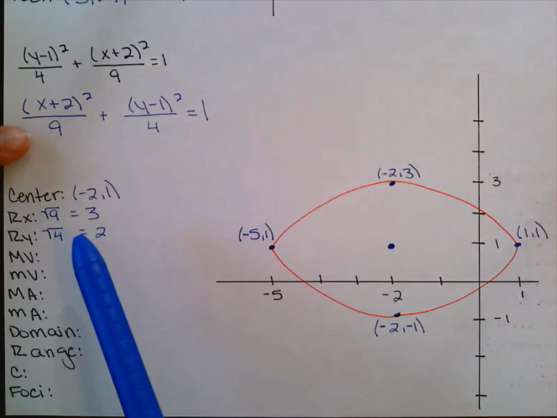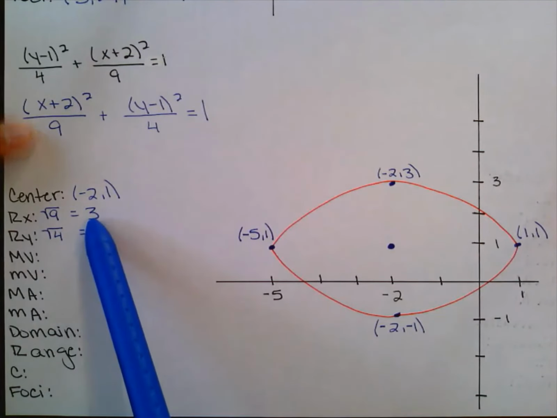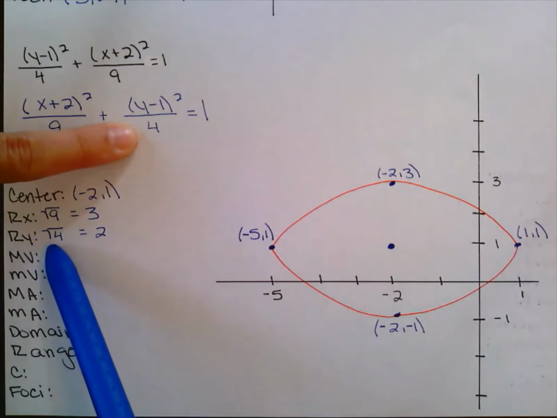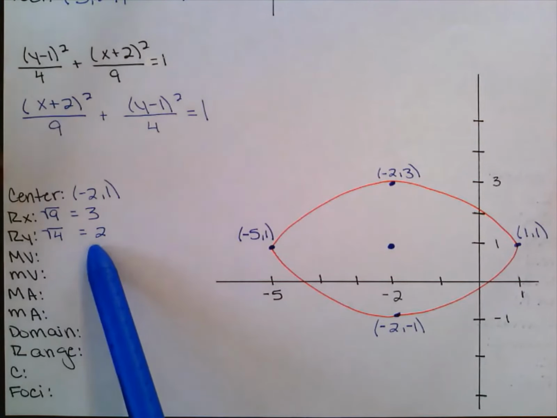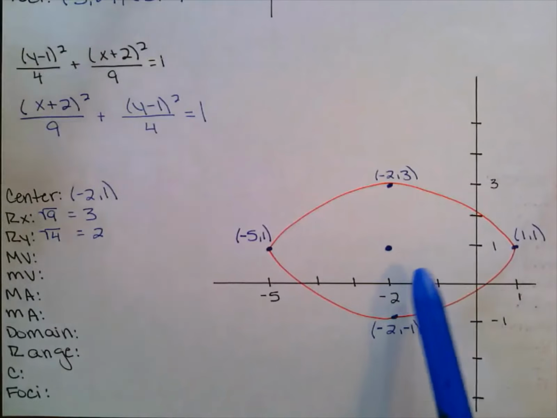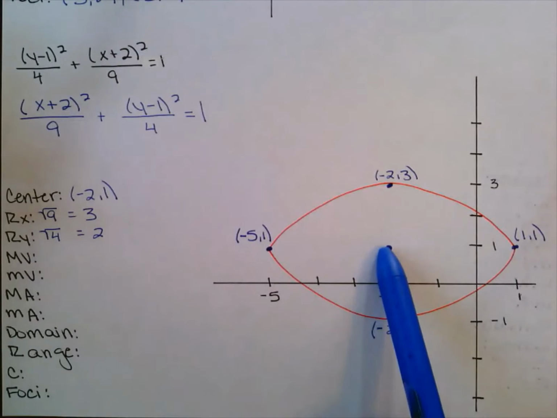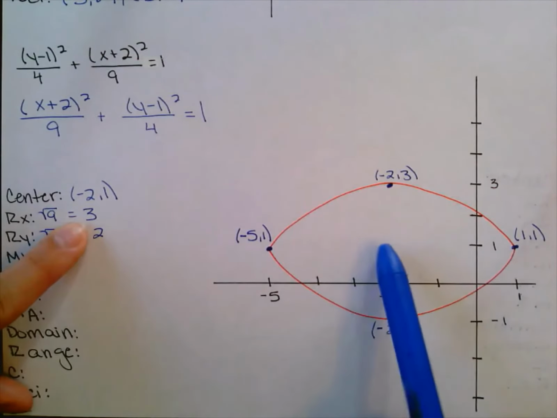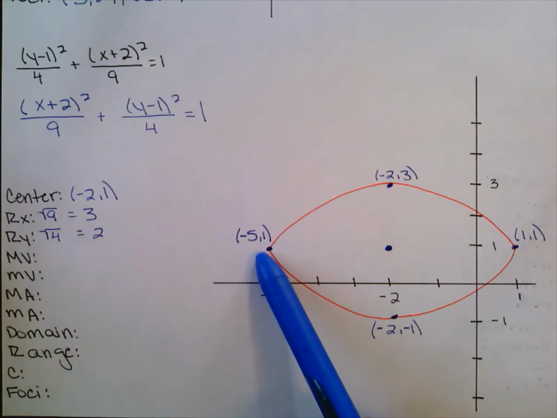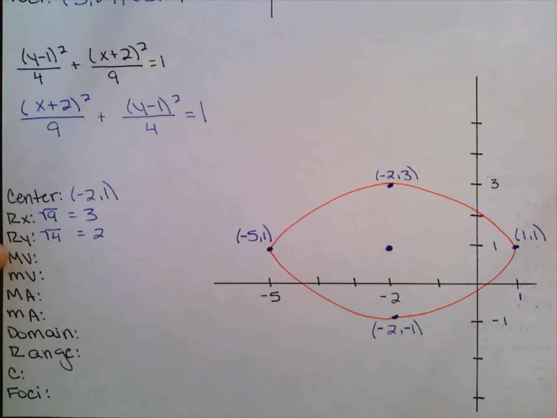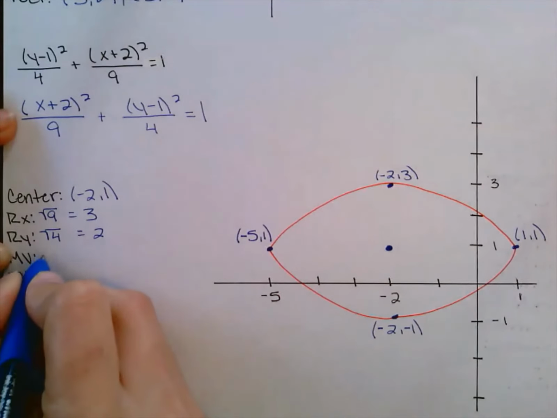The number underneath my x is 9. Square root of that number is 3. The number underneath my y is 4. Square root of that number is 2. So I went ahead and drew that. My center at -2, 1. I went 3 to the right and to the left on my x's. And because that was the bigger number, that gave me my major vertices.